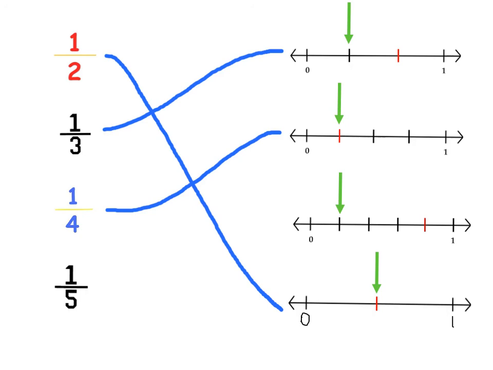Okay, last one, 1/5. It's pretty obvious. It's the last one left. So the space between 0 and 1 would be broken into 5 equal parts to represent 1/5. That would be the first equal part out of 5 on the number line. And there we go. So hopefully you did all right and you were able to match each of those fractions up to their correct number line.